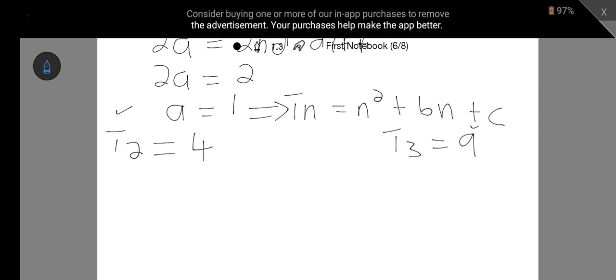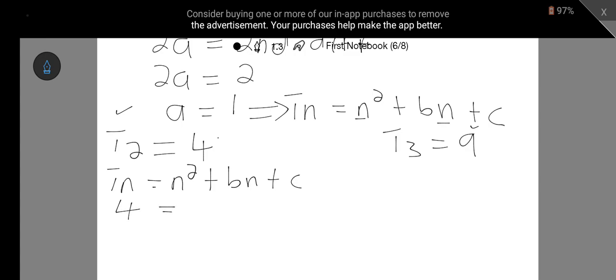So what I'm going to do here, I'm going to say that n stands for the position. So on n, I'm going to plug the position in which I find 4. Then I'm going to say that Tn is equal to n squared plus Bn plus C. Now what is my Tn? Tn stands for the value that is found on the certain position. So Tn is equal to 4.